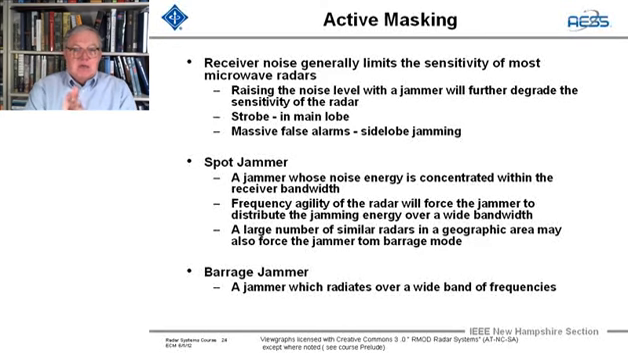Okay? So the ECM operator would listen with his receiver, find out what frequency the radar operates on, tune his jamming transmitter to that frequency, and then put all the energy he can into the receiver's bandwidth he's transmitting in. Now, frequency agility in the radar can force the jammer to distribute the jamming energy over a wide bandwidth, to go into the barrage mode. And a large number of radars in a geographic area may also force the jammer into the barrage mode. Now, in the barrage jammer, the jammer radiates over wide bands of frequencies.